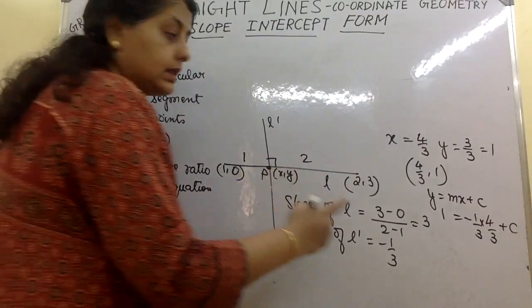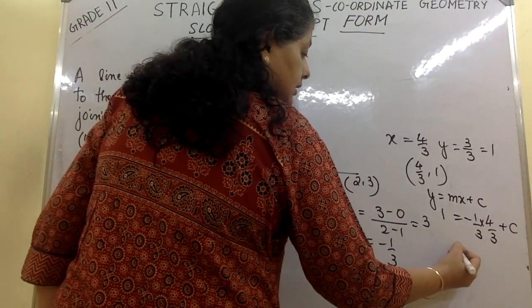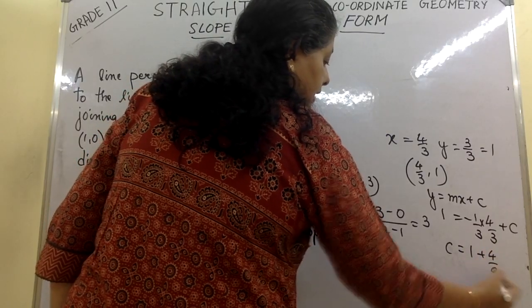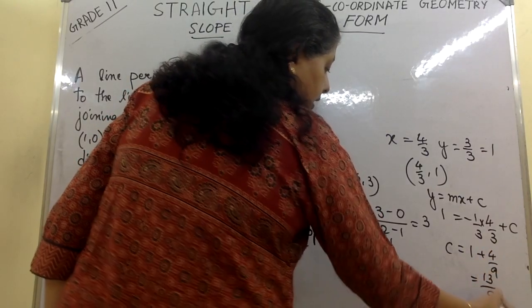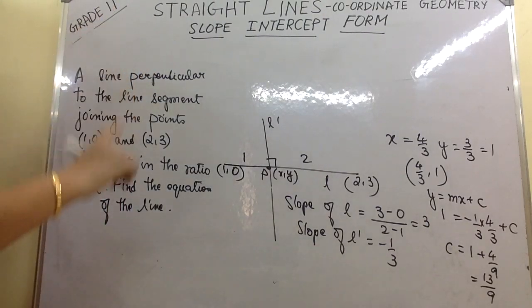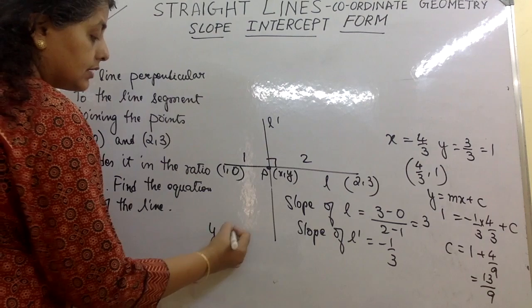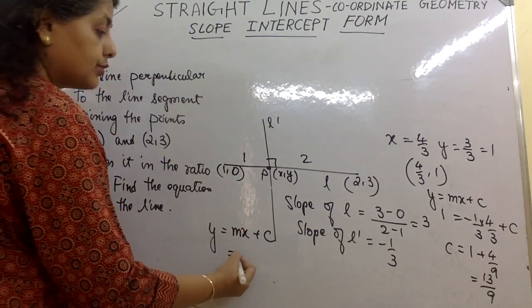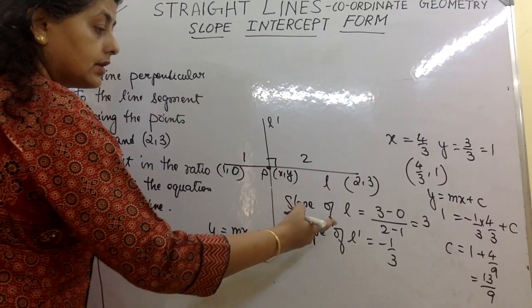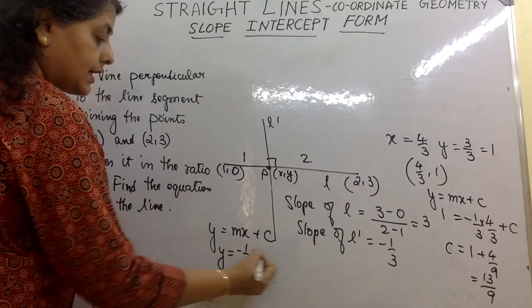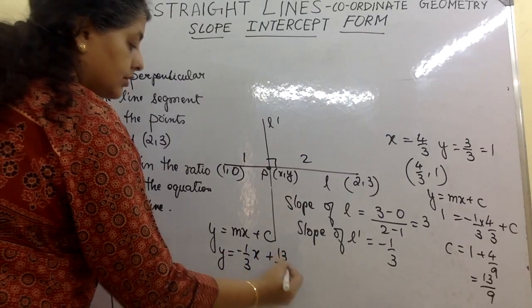So c is 1 plus 4 by 9, which is 13 by 9. So the value of c is 13 by 9. Let's get back to the equation. Y is equal to mx plus c. Now, filling up time, just substitute. So m of L dash is minus 1 by 3, put the x, put the y, and in place of c put the 13 by 9.